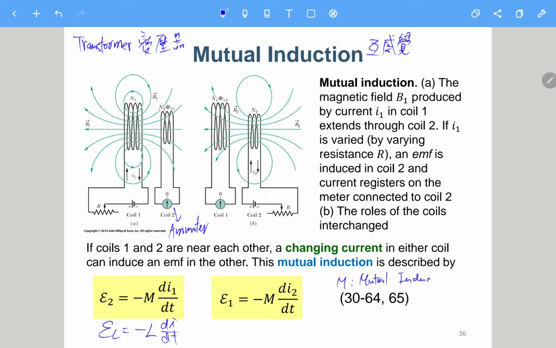Mutual inductance. 互感值. Inductance is 电感值 in Chinese. So mutual inductance is called 互感值.